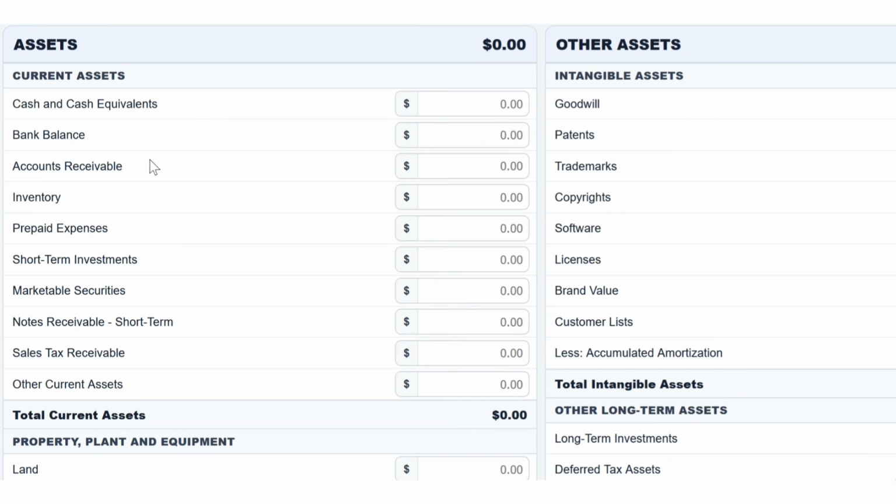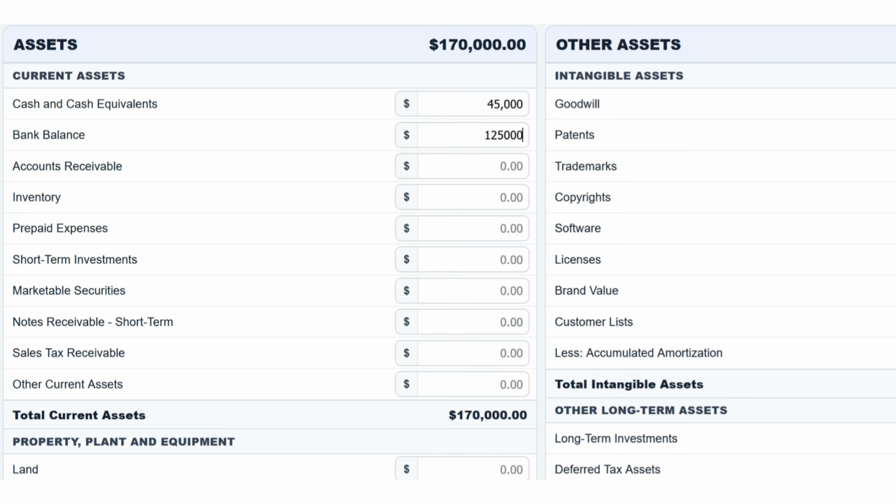The first account is cash and cash equivalents. In our example, Bright Horizon Manufacturing currently has $45,000 in available cash. This represents the money sitting in business checking accounts, savings accounts, and highly liquid short-term investments. Cash is the most flexible asset because it can immediately be used to pay employees, suppliers, rent, taxes, utilities, and other daily operating expenses.